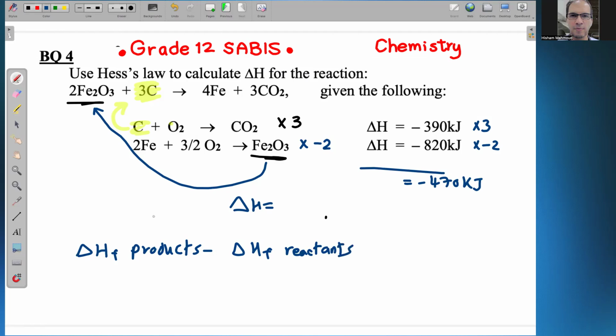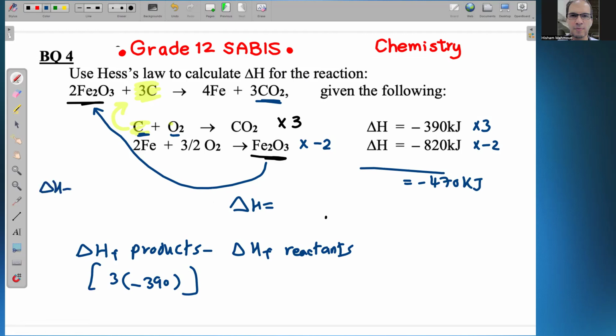So when I formed the carbon dioxide from its reactants, which is carbon and oxygen, I used the minus 390 kilojoules. That's for every mole, but I need 3 moles of carbon dioxide to be formed. So minus 390 multiplied by 3. And then what about the iron? Iron is an element. Its delta H of formation is equal to 0.